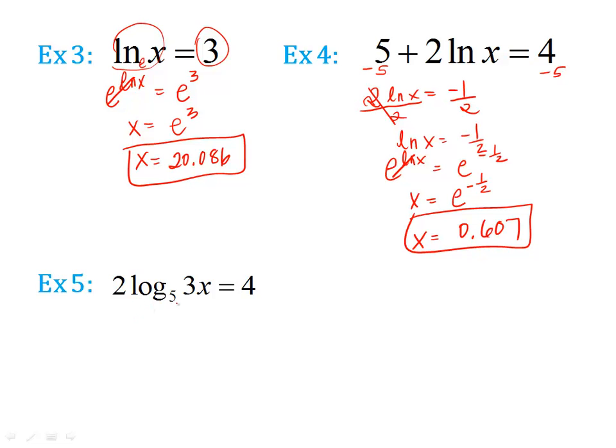Number 5. I need to isolate the x, so I need to get it by itself. So let's look at this. First of all, let's get rid of this 2. Let's divide both sides by 2. That gives me the log base 5 of 3x equals 2.